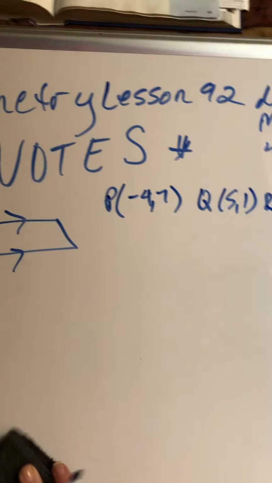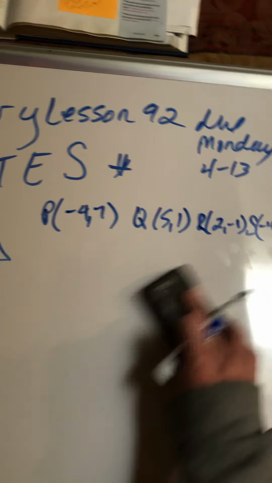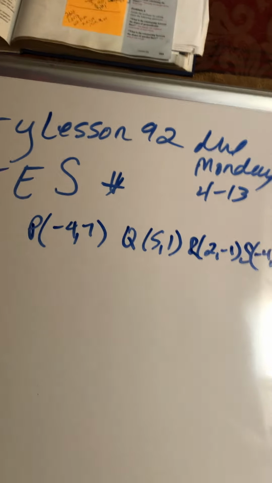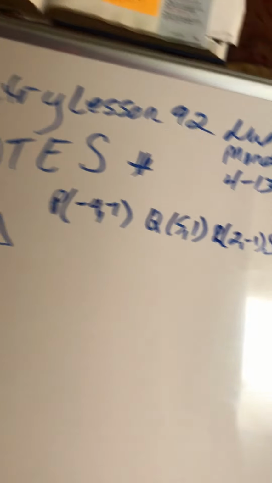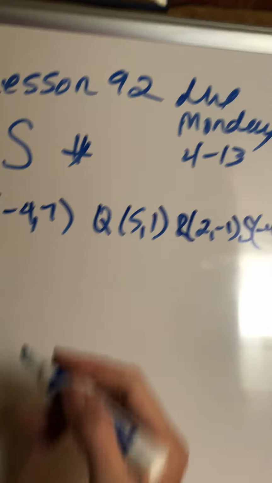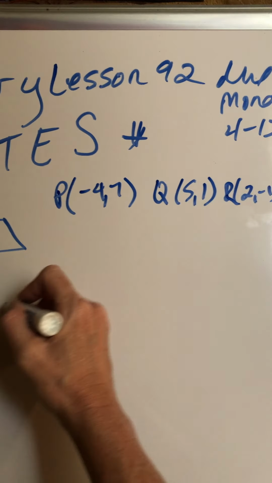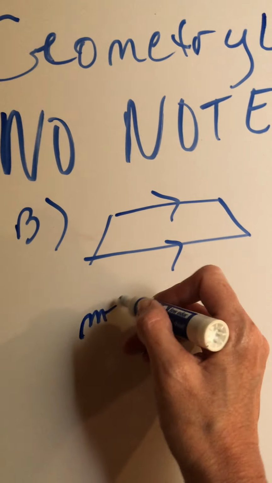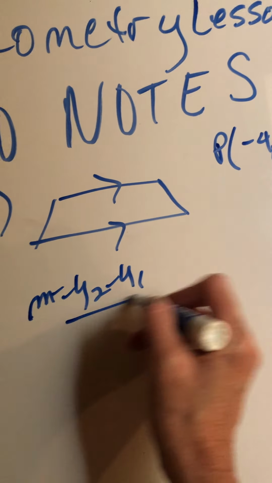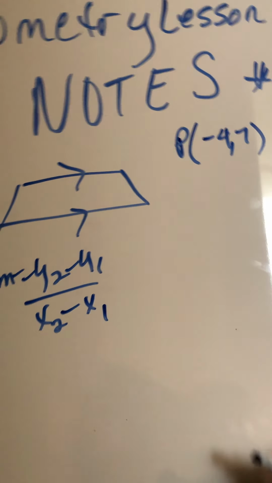So when we look at the trapezoid in the book, we can just find all the slopes. We're just going to find all the slopes again because it's good practice on finding slopes. So again, let me put the slope formula over here. Y2 minus Y1 over X2 minus X1.